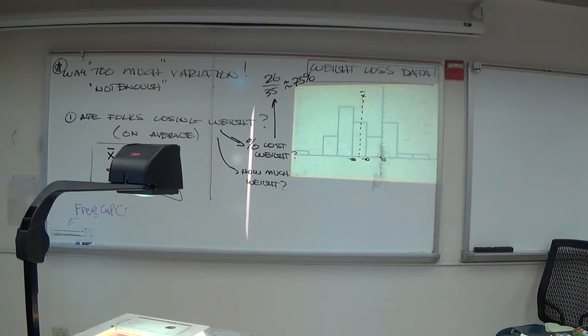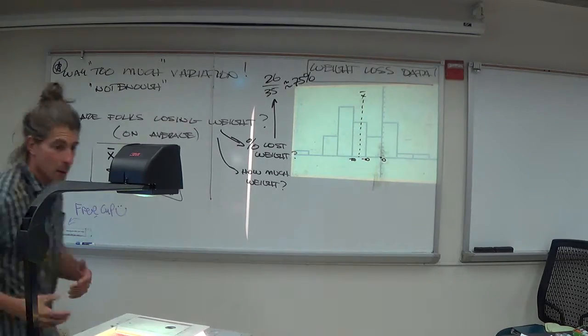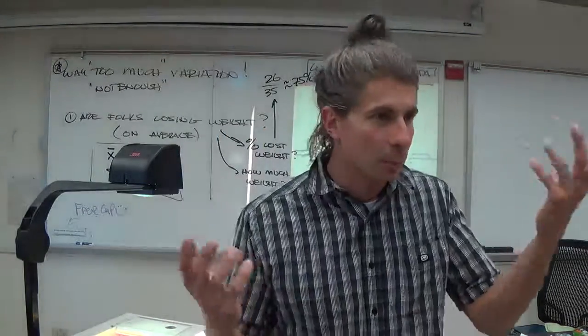All right. Now, I have not forgotten what Anna said earlier, which was 75% of folks lost weight. What's the problem with just, and again, we mentioned this earlier, what's the problem with simply saying 75% of folks lost weight? What's the problem with doing that?